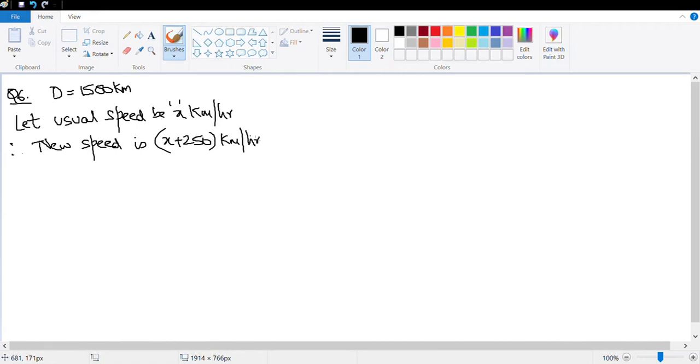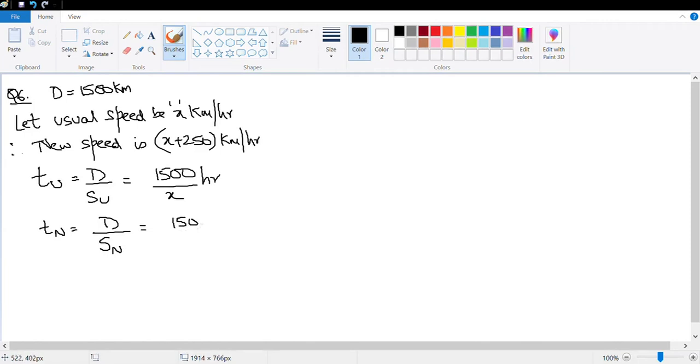So let's calculate what time it would have taken had it been the usual journey. So time for usual journey will be distance upon speed usual, which is 1500 upon x hour. And time for the new journey is distance, because distance remains the same, upon speed for the new journey, which is 1500 upon x plus 250. And what was the difference between these two times? The reaching time is the same, but the starting time is different. Till now we had questions where the starting time was same, reaching time was different. In this question, the starting time is different.